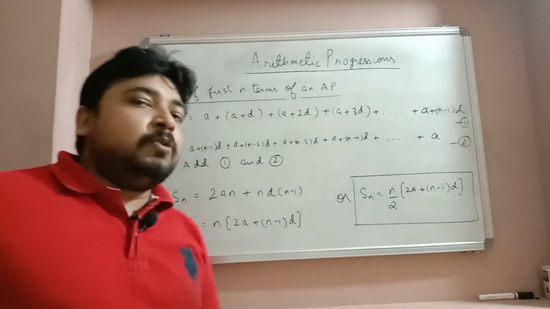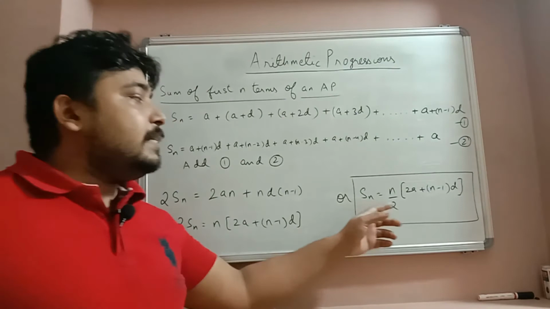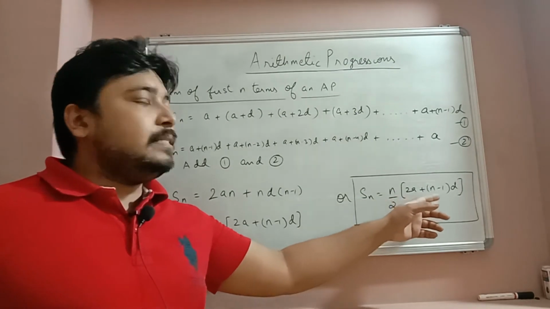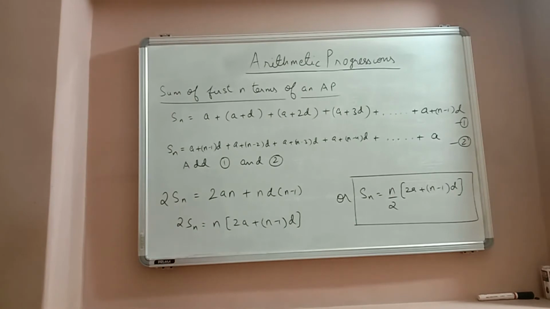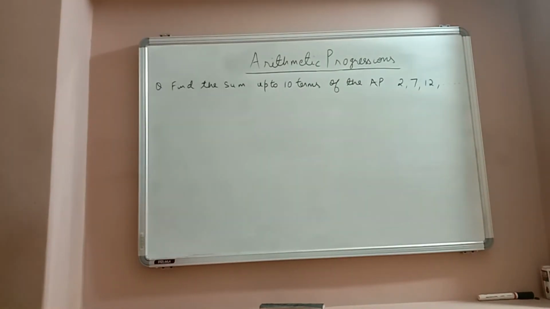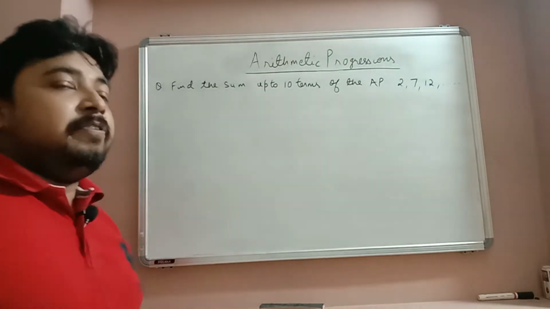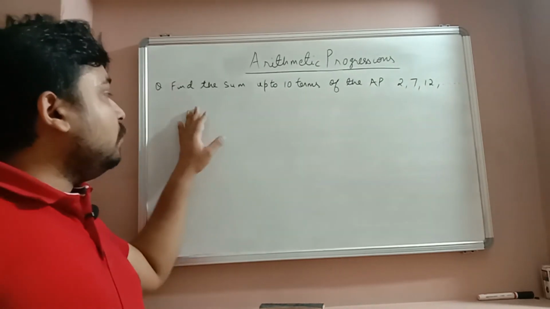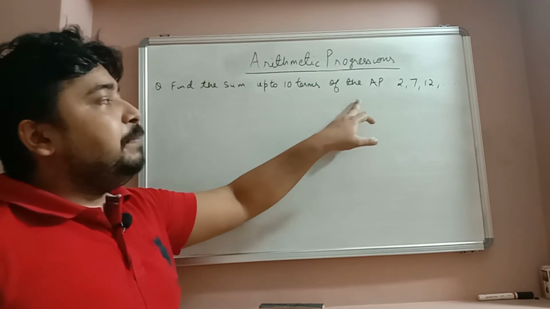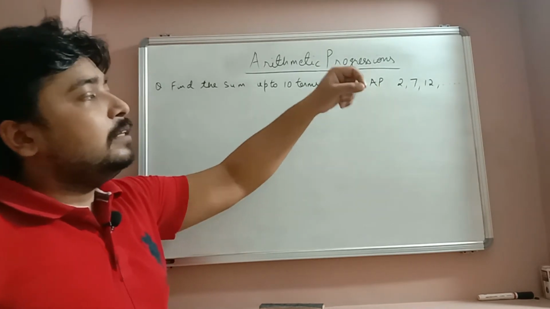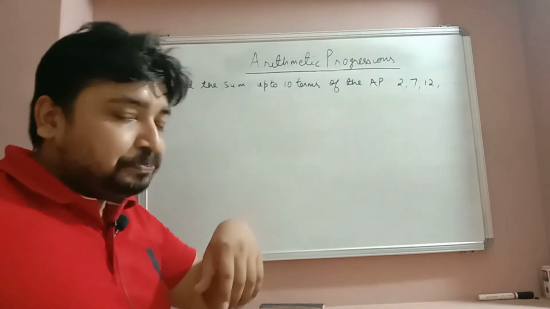Now let's see some questions on this formula, Sn equals n by 2 into 2a plus (n minus 1) into d. Okay students, now let's take up a very simple problem. The question says, find the sum of the first 10 terms of the AP 2, 7, 12 and so on.